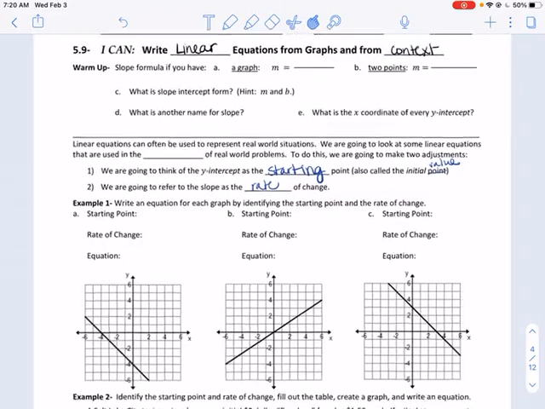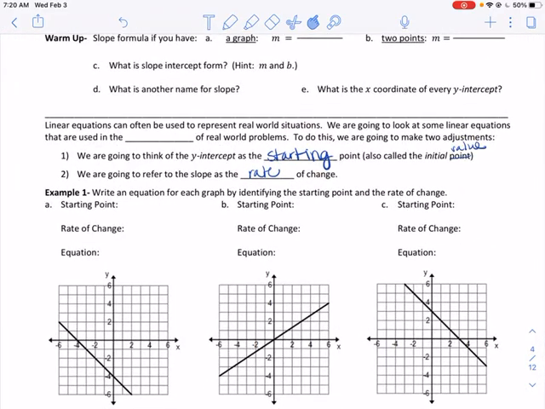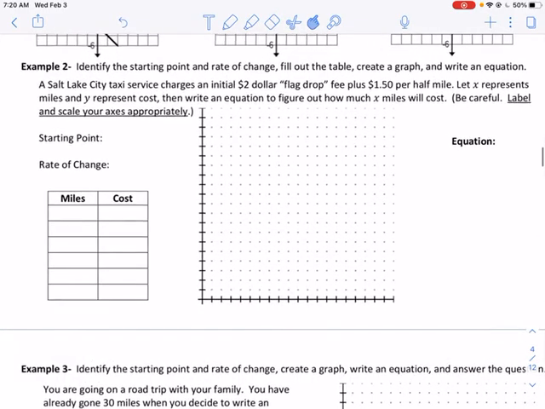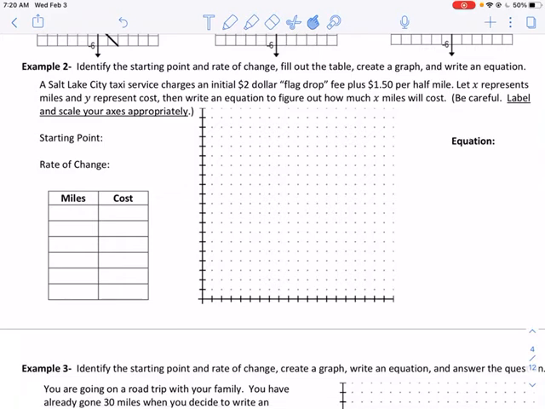So usually, when we're just looking at a graph, we'll always talk about them as slope and y-intercept because those are very visual and easy to tell. But starting point and rate of change work a little better in scenarios. So we're going to go to this scenario, and it says to identify the starting point. Remember, the starting point is the y-intercept, or what y is when x is 0, and the rate of change is the slope. So those are synonymous, but it makes more sense for these words when we're talking in our scenario.